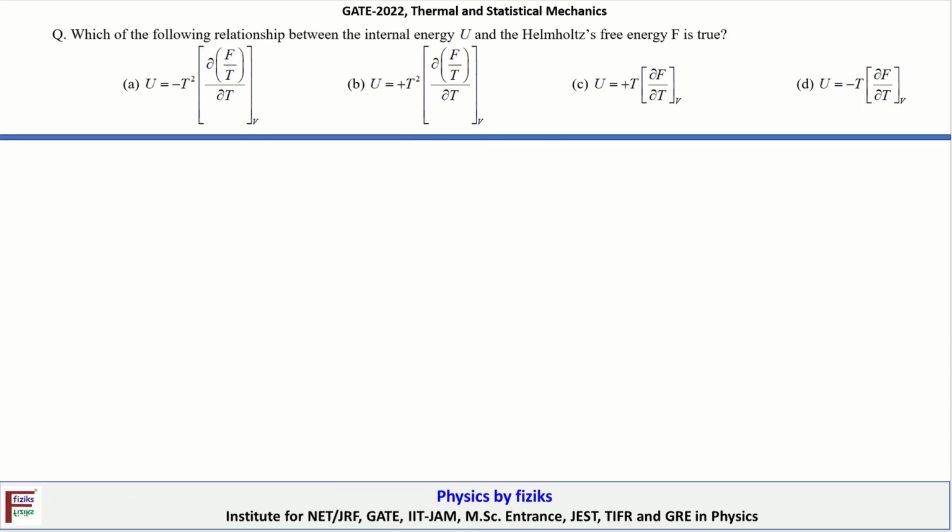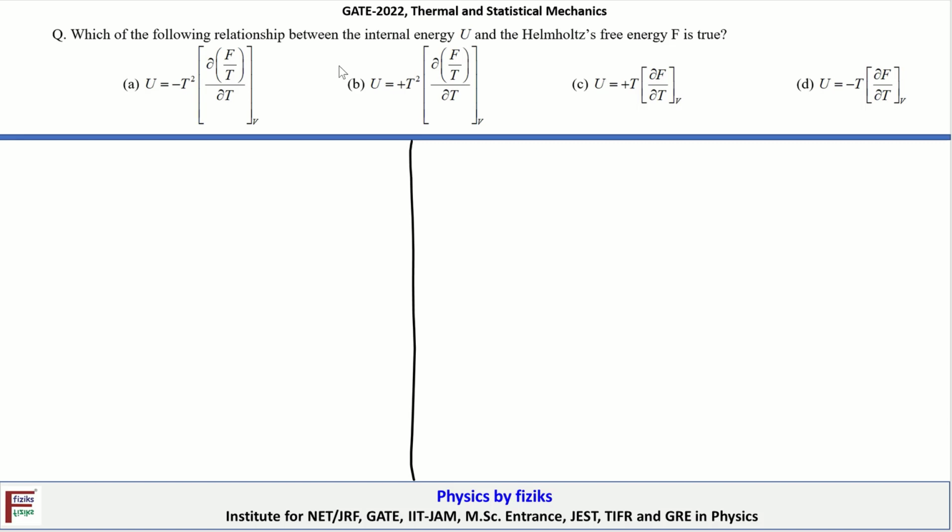So in this video I'm going to discuss the questions in thermal and statistical physics which appeared in the GATE 2022 examination. Okay, so let's continue with the first problem. The statement is, which of the following relationships between internal energy U and Helmholtz free energy F is true? Okay, so let's see how we can solve this problem.